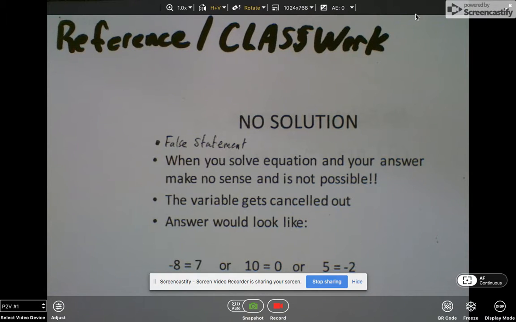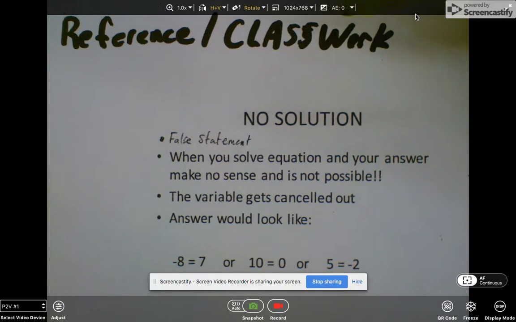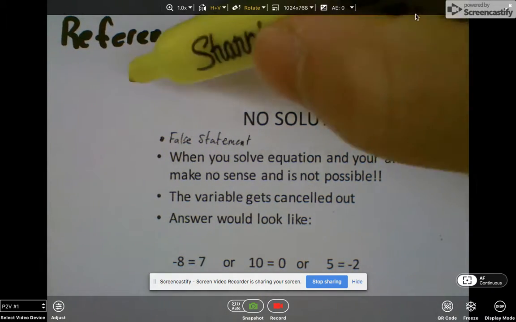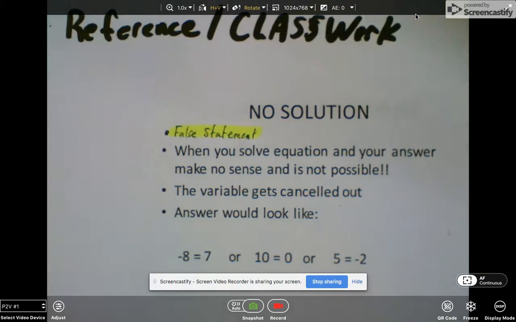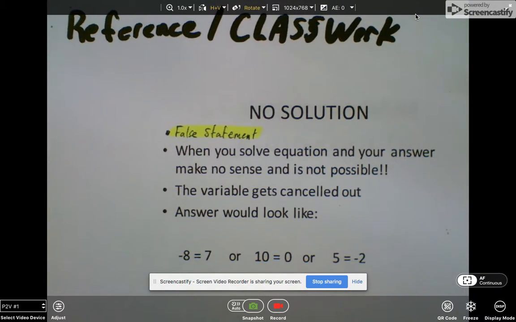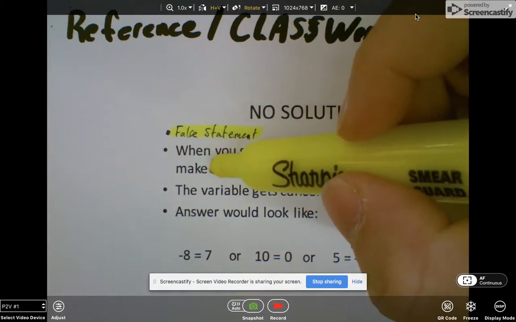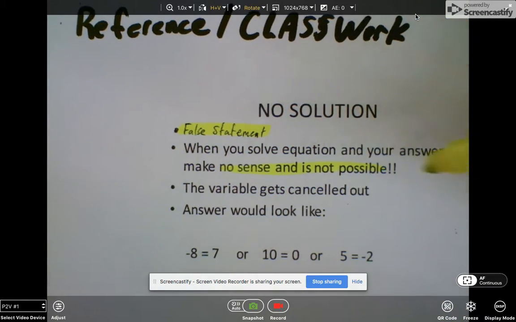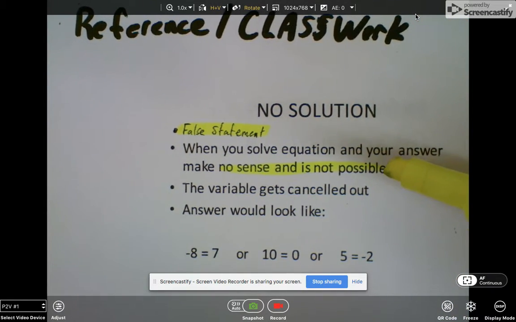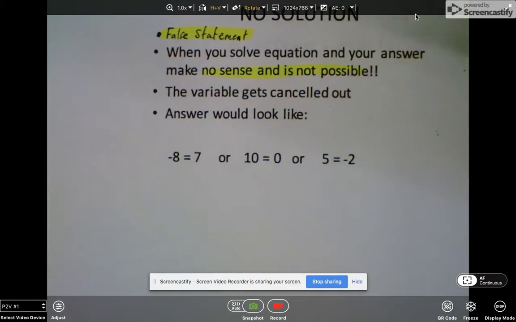All right, in today's video reference, we're going to be looking at the difference between no solution and an infinite amount of solutions. So basically, no solution gives you, at the end of solving equations, a false statement. When you solve the equation, your answer makes no sense at all, and it's not even possible. The variable gets canceled out, and so your answer in the end looks something like this.